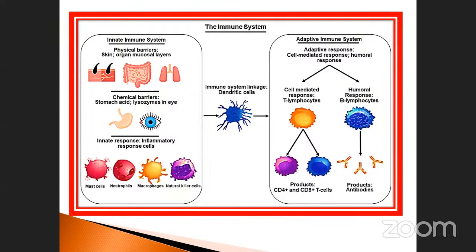Then we pass on to the next one, called the adaptive immune system. The adaptive immune system is also cell responsible: cell mediated response and also humoral response. Cell mediated means cells are responsible for the production of antibodies. Particularly, they may be divided into two cells. One is called T lymphocytes. Another one is called B lymphocytes. The T lymphocytes are responsible for the cell mediated response, but B lymphocytes are responsible for the humoral response.